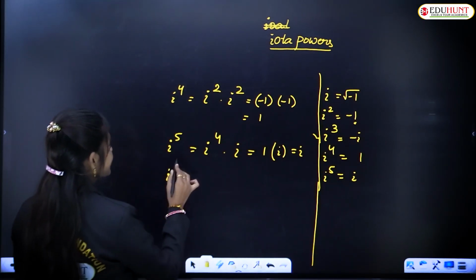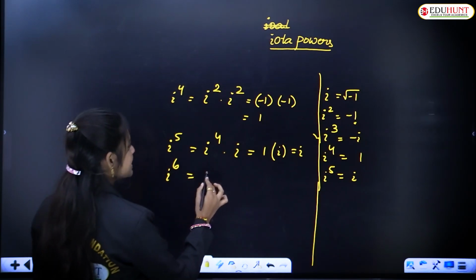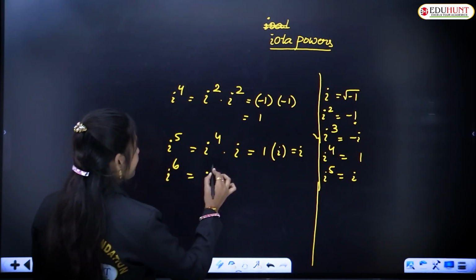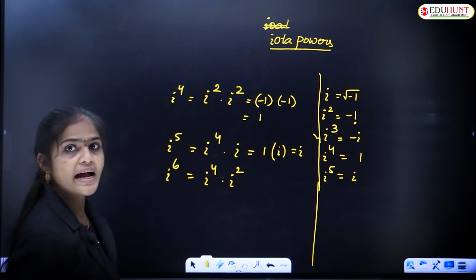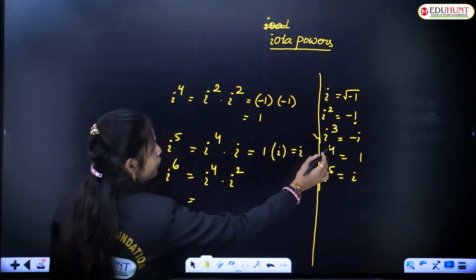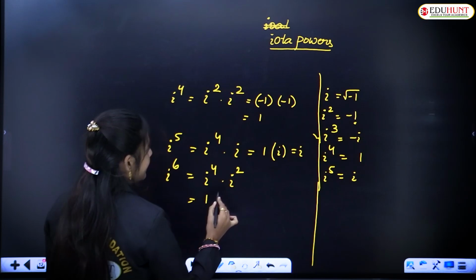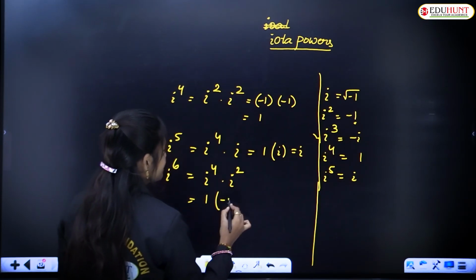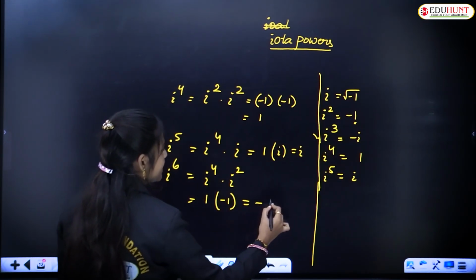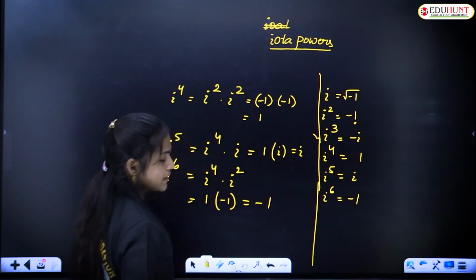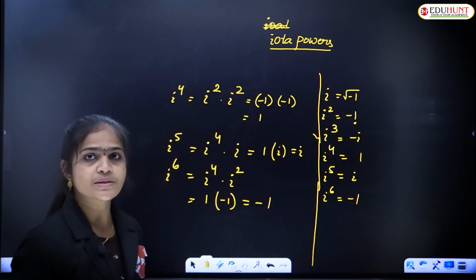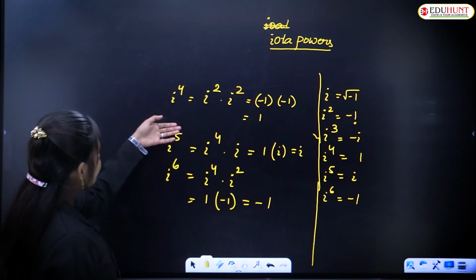Next, i power 6. So i power 6 is equal to i power 4 into i squared. i power 4 value is 1, into i squared value is -1. So 1 into -1 is -1. So i power 6 is equal to -1. Up to where we will find like this, ma'am, I will tell you just right.